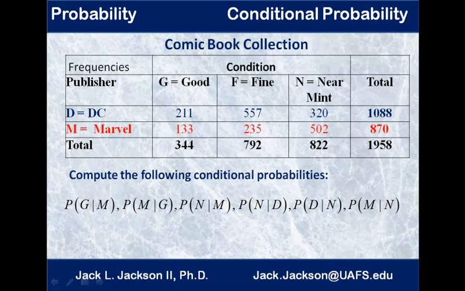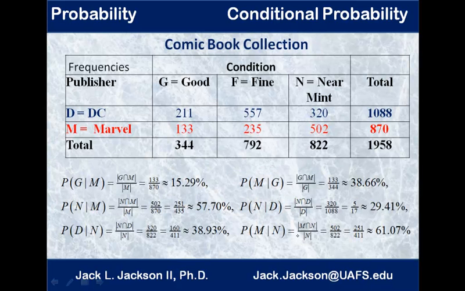So using these definitions now, let's find these particular probabilities. This is the probability of G given M, probability of M given G, probability of N given M, and so forth. Please compute these now. Please press pause now. Okay, here's what I get for the answers here. I'll go over a couple of these and then you can press pause if you need to review all of these.